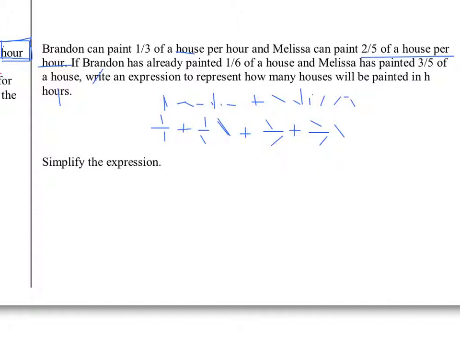Now all we need to do is commute. So we can simplify this expression: 1/3 H plus 2/5 H plus 1/6 plus 3/5. Want to go ahead and associate my like terms. And this is going to get a little bit more complicated because it's going to be harder to add 1/3 plus 2/5, but it's not like that's tough fractions for you to add. You guys can do that. So we'll go ahead and just do that work off to the side.